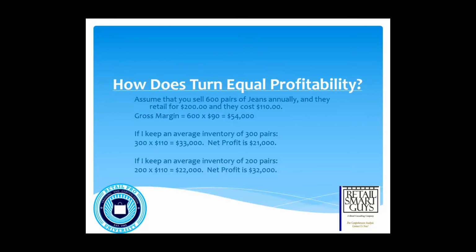So you can see that if I kept 200 pairs, I get $32,000 worth of profit, whereas if I had 300 pairs, I only get $21,000. I cheat myself out of $11,000. So that's how turn equals profitability. If I can maintain the same rate of sale, but keep a lower level of inventory, I get more profit out of it. Why? Because I'm turning the goods faster. I'm getting more out of that inventory. That inventory is working a little bit harder for me.